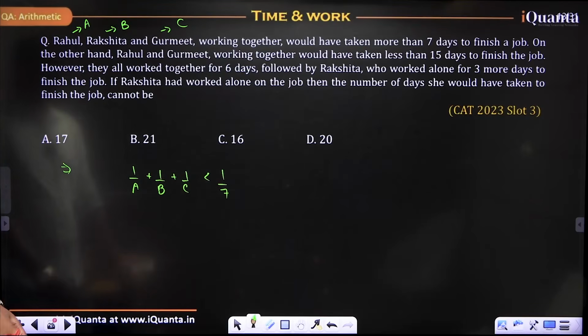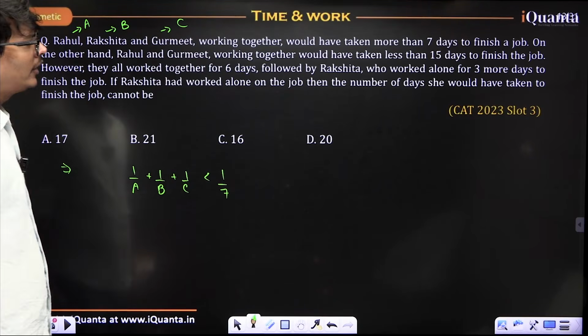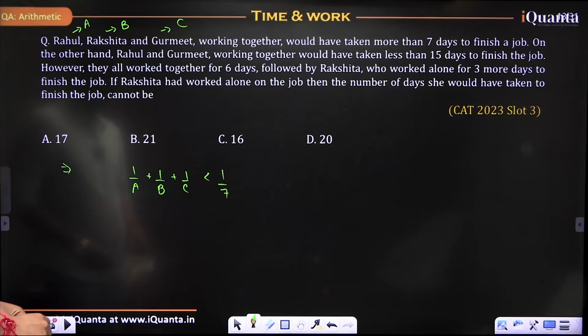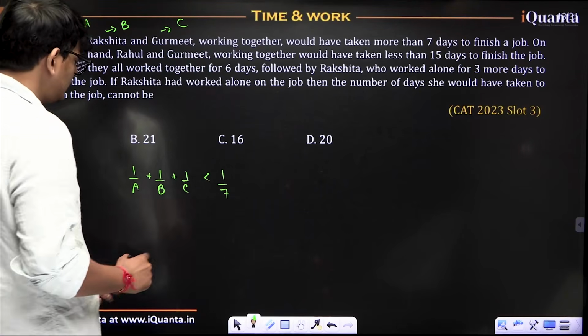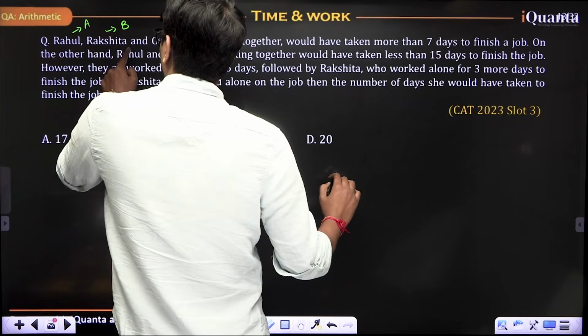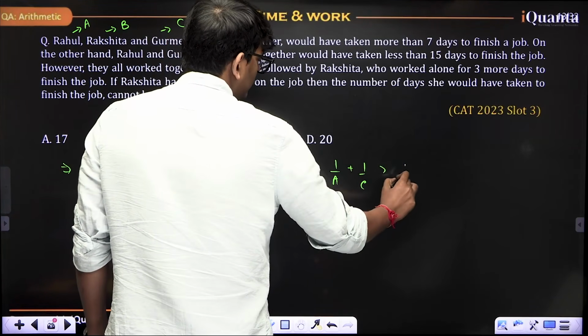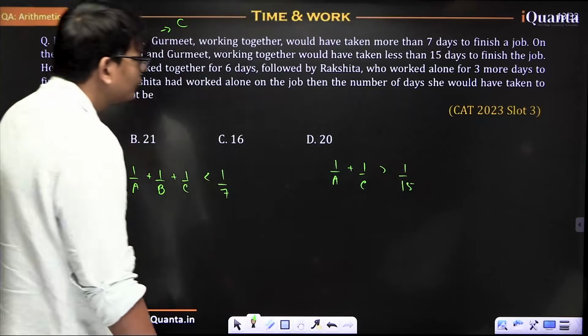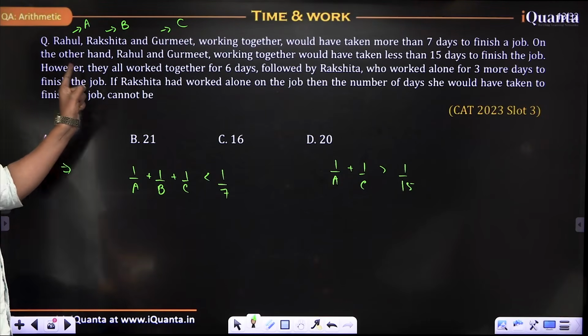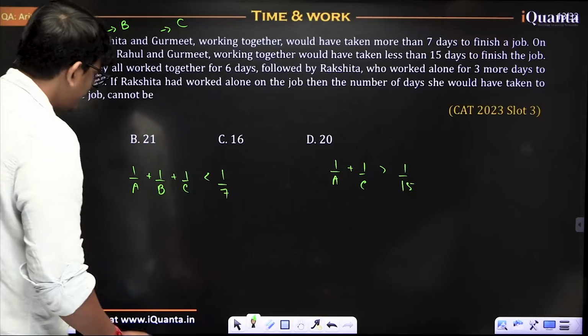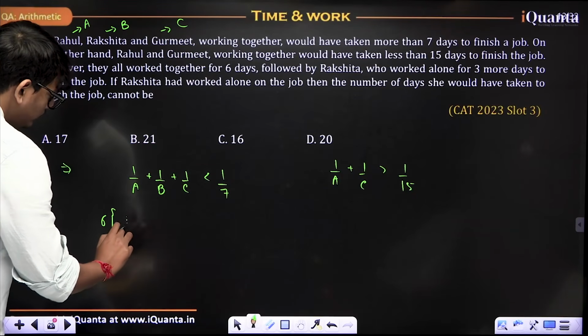On the other hand, Rahul and Gurmeet working together would have taken less than 15 days to finish the job. Okay, so that means Rahul कौन है? A है, 1 by A, 1 by C. ठीक है? Okay. Next.